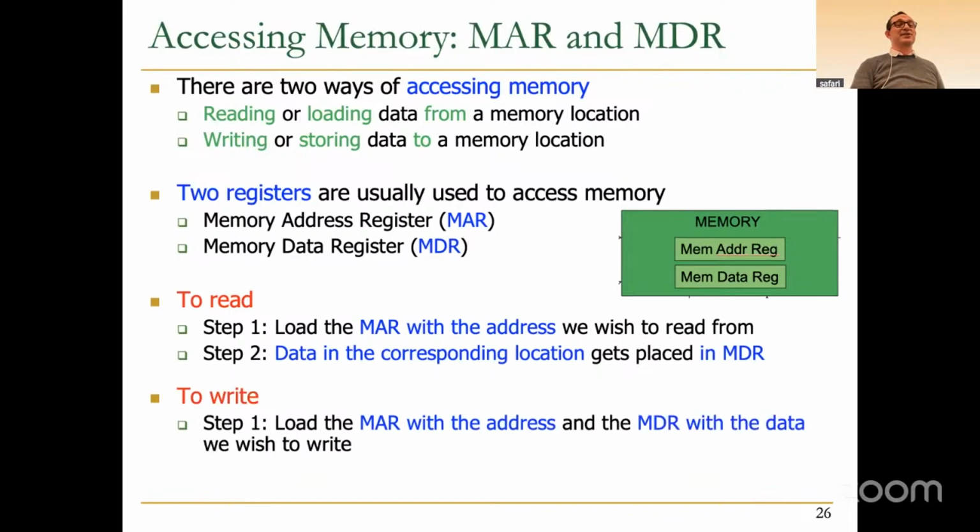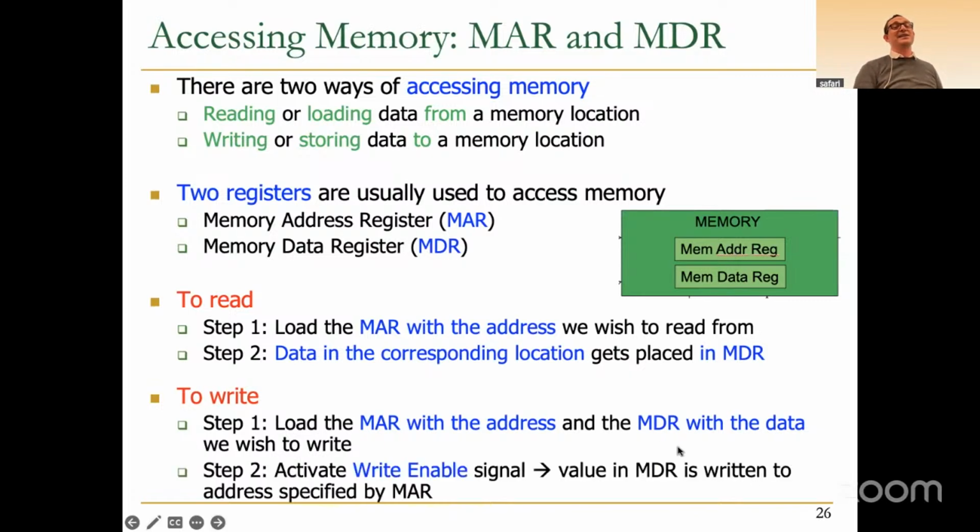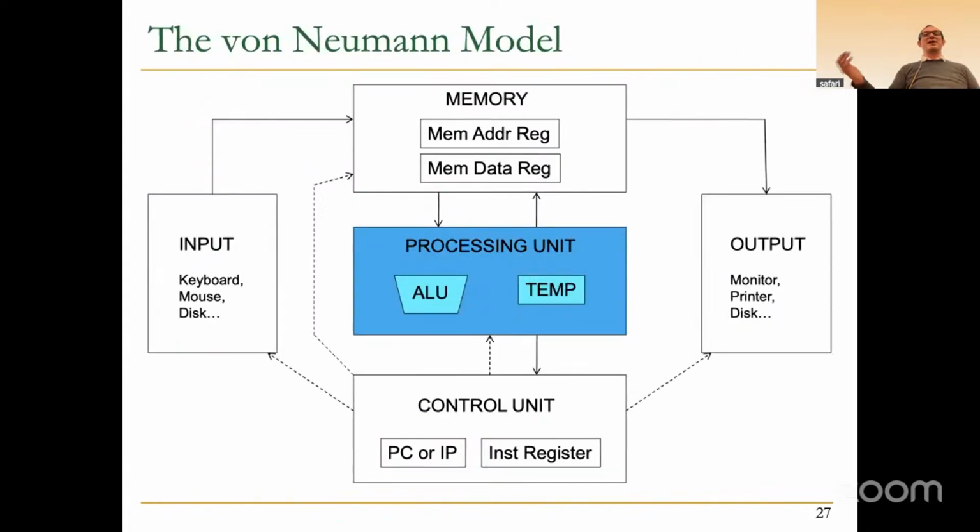To write, there are two steps also. The first step is you load the MAR, memory address register, with the address, and MDR with the data we wish to write, because we're going to write that data to that address. And you activate the write enable signal into memory, which ensures that the value in MDR is written to the address specified by MAR. Make sense? Okay, this is one way of implementation, and this is perhaps the simplest way of thinking about memory. Okay, so we've covered the memory right now. That's the memory part of the von Neumann model.